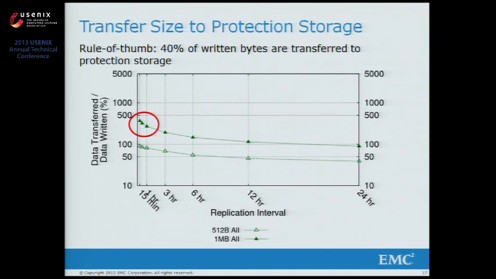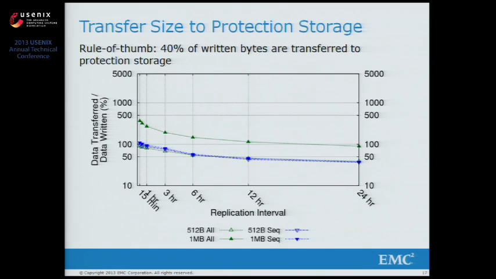But as we extend the replication interval up to 24 hours, you can see that the amount transferred is dropping off. And looking at the smaller block size of 512 bytes, you can see it starts at 100% because a sector only has to be transferred once, and it drops to about 40% with a day in between replications. So this was with all of the traces.